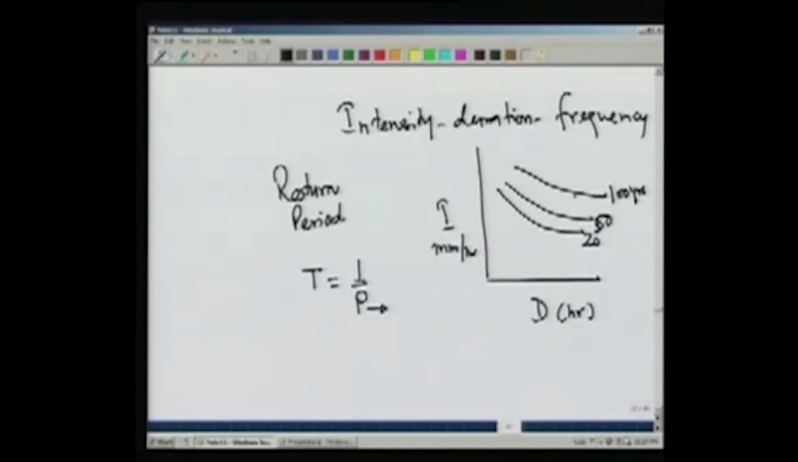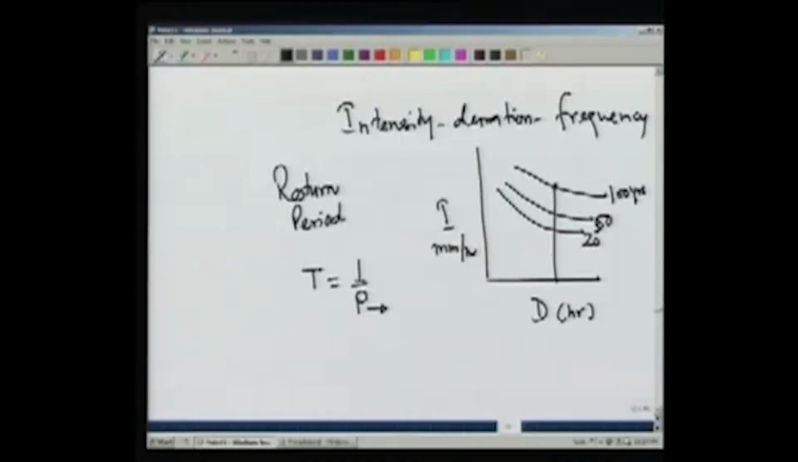So if we want to design something which is to be very safe, we may go in for 100-year precipitation, and based on that 100-year precipitation we can find out what will be the depth of precipitation, and those curves we can prepare in terms of duration, depth of rainfall, and the time period.